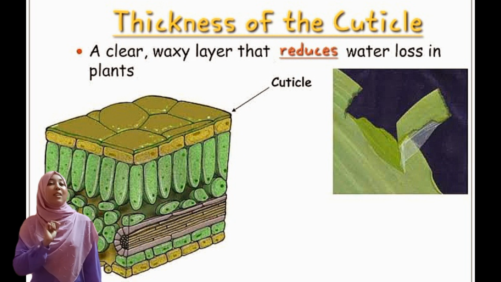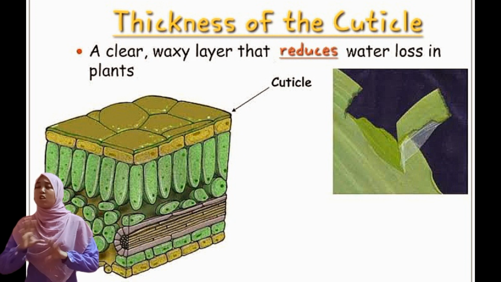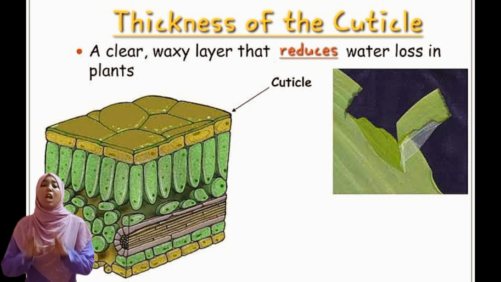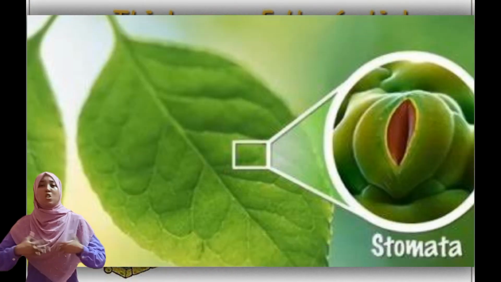Now, students, one thing I want to mention is this. When you are asked about factors or structural factors that affect transpiration, don't put your point as cuticle. That is wrong. You have to mention it as thickness of the cuticle. Now, moving on to the next one, stomata.